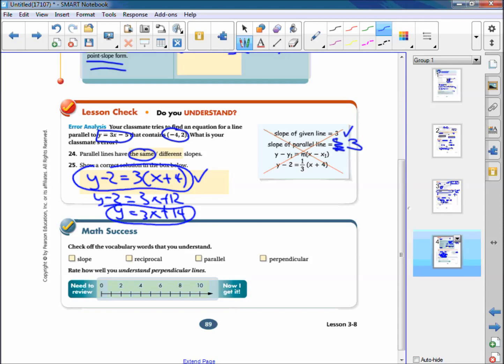Okay? So check off the vocabulary words that you understand. Hopefully you still remember slope. That's the steepness of a line, a number that stands for the steepness of a line. Reciprocal is to flip a number upside down to switch the numerator to the denominator. Parallel, remember this means that they'll have the same slope. Okay, and perpendicular, we're going to have slopes of opposite reciprocals.